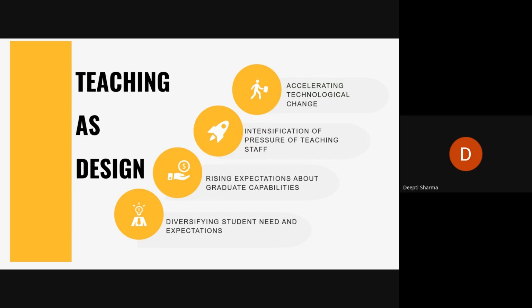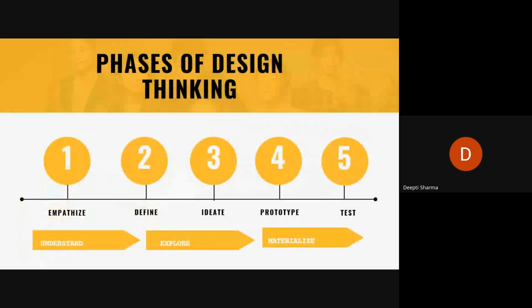And the last thing is diversifying student needs and expectations. A lot more branches and fields are there, and students need to diversify their learning, as well as diversify their fusion of different technologies. So all the teachers and faculty members of higher education institutions need to think about and implement these phases. Now let us discuss the phases of design thinking.